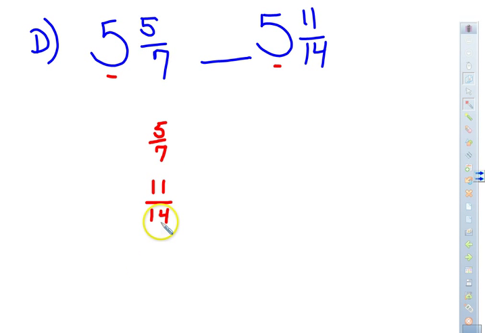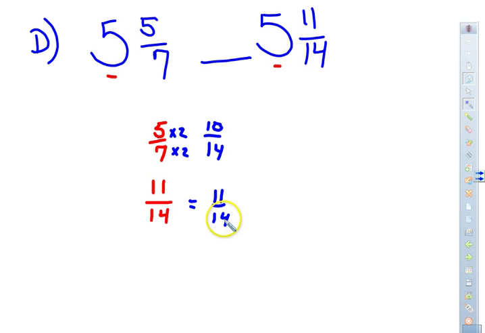So we look at the largest denominator, which is 14. And does 7 go into 14? It absolutely does. So we're going to leave this 11/14. And 7 times 2 gave me 14. So 5 times 2 is going to give me 10.